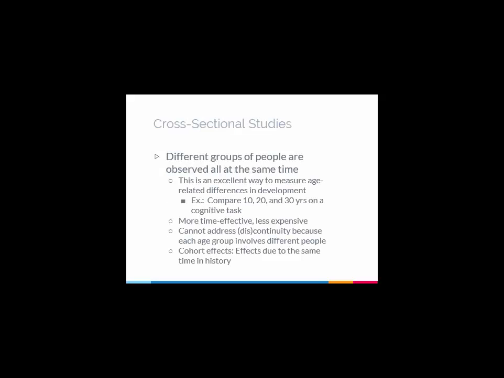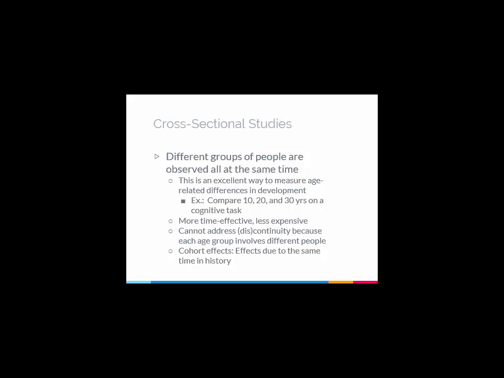The second type of design is cross-sectional design. This is where different groups of people are observed all at the same time. A cross-sectional design is a really efficient strategy for describing age-related trends and avoids such difficulties as participant dropout or practice effects. It's a really excellent way to measure age-related differences in development. For example, we might compare 10-year-olds to 20-year-olds to 30-year-olds in a cognitive task. So it's more time effective and it's less expensive.